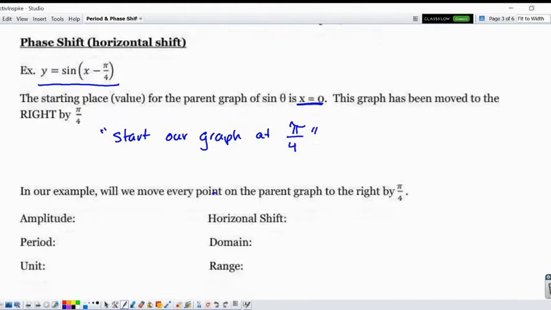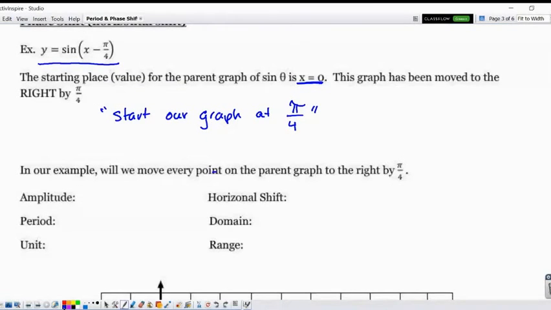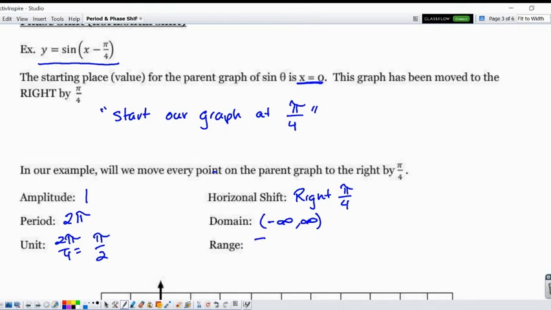As I do every time when I go to graph, I want to think about these features. The amplitude hasn't been changed, it's 1. The period, there's no multiplier in front of x, so it's still 2 pi, making my unit 2 pi over 4. So we need to see a mark every pi over 2. Our horizontal shift, that is minus pi over 4. Our x is a liar, so we're going to go right by pi over 4. The domain, negative infinity to positive infinity, and range.